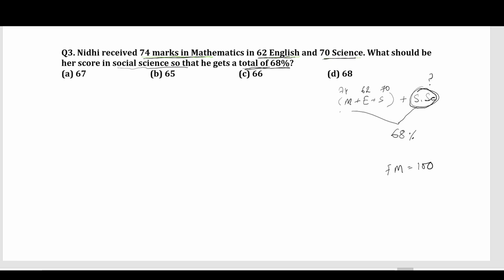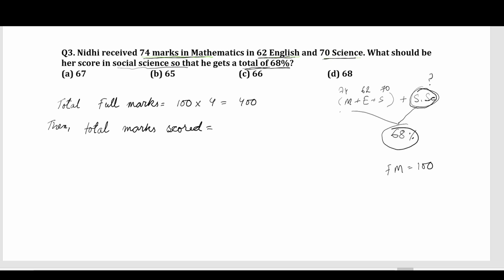So the total full marks: each subject has full mark 100, and there are 4 subjects, so it is 400. Then total marks scored is 68% of 400. So 68% of 400 is the total mark scored.